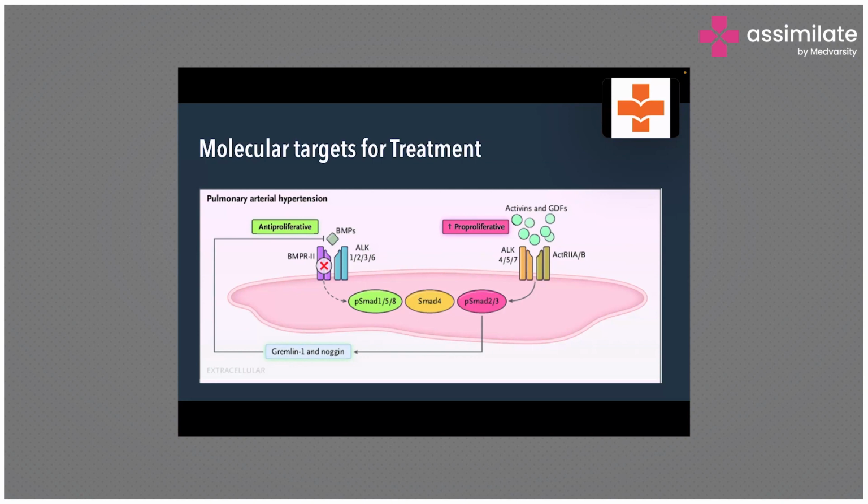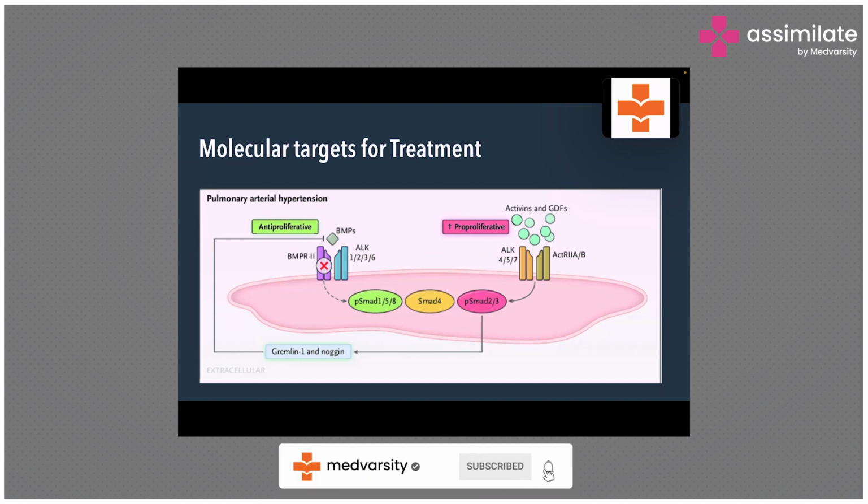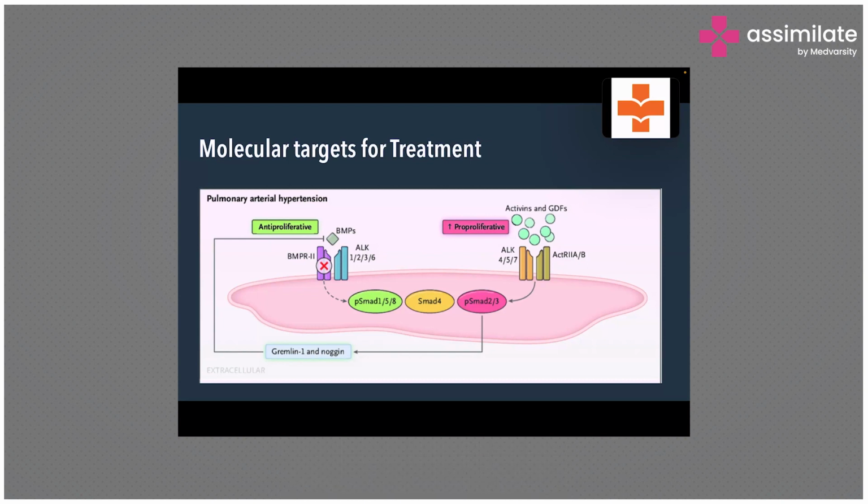When these activin receptors get activated through these activins, it results in the formation of some SMAD proteins. These SMAD proteins, in turn, lead to the production of gremlin and noggin proteins. These proteins, through the BMP receptor, exert an inhibitory action on the pro-proliferative pathway. So that means the balance is maintained between the pro-proliferative and the anti-proliferative pathway.